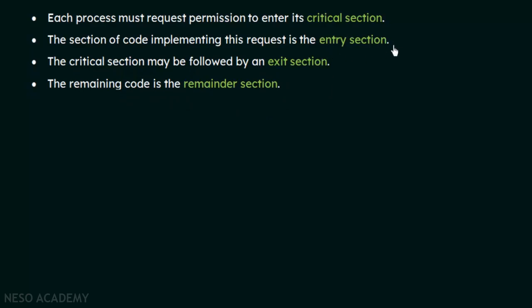So the first part is the entry section, which is a section that will allow entry to the critical section. Then we have the critical section itself. And then we have the exit section, that is the exit from the critical section. And then the remaining sections which are not included in these 3 are known as the remainder section.